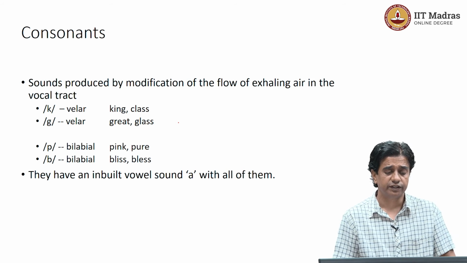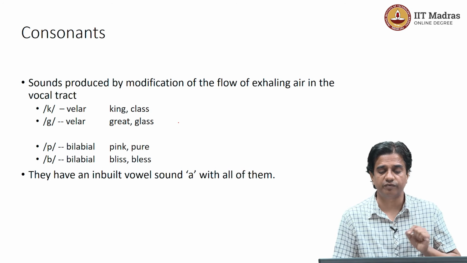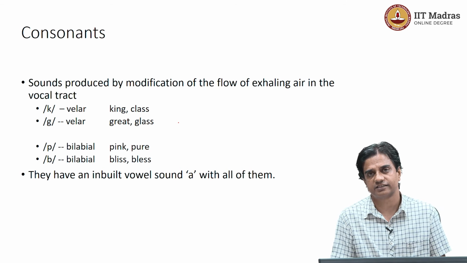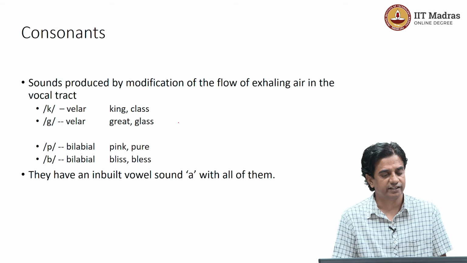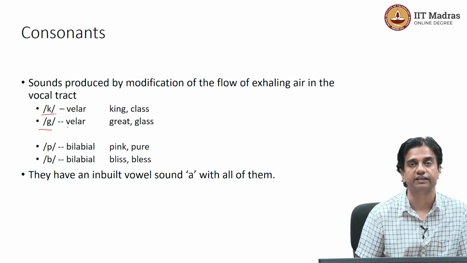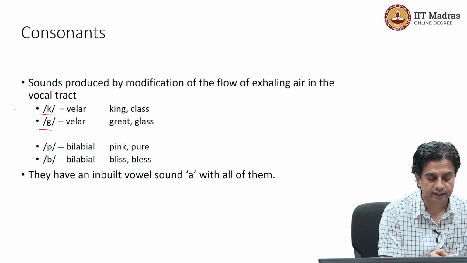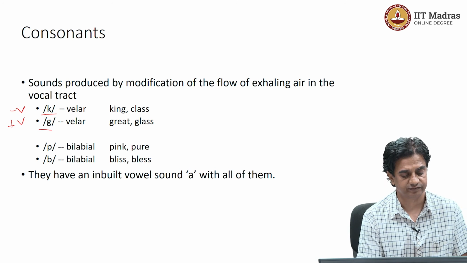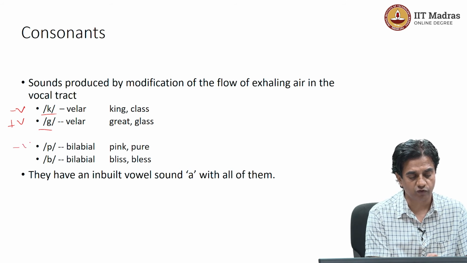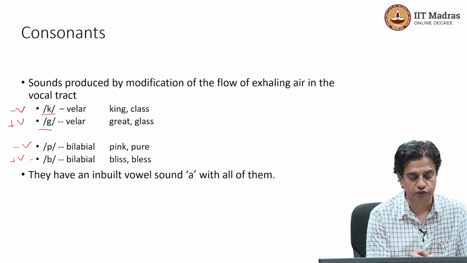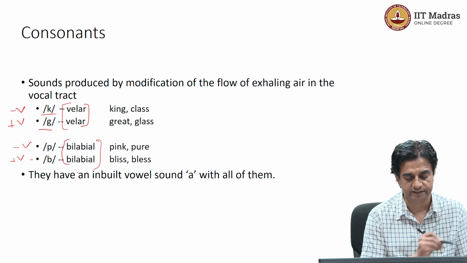So, as we know, sounds are produced by modification of the flow of exhaling air in the vocal tract. That's how sounds are made. So, we have velar sound, ka as a velar sound, ga as a velar sound. Remember, ka is not voiced and ga is plus voiced. Pa is not voiced and ba is voiced. So, these two are velar sounds and these two are bilabial sounds.